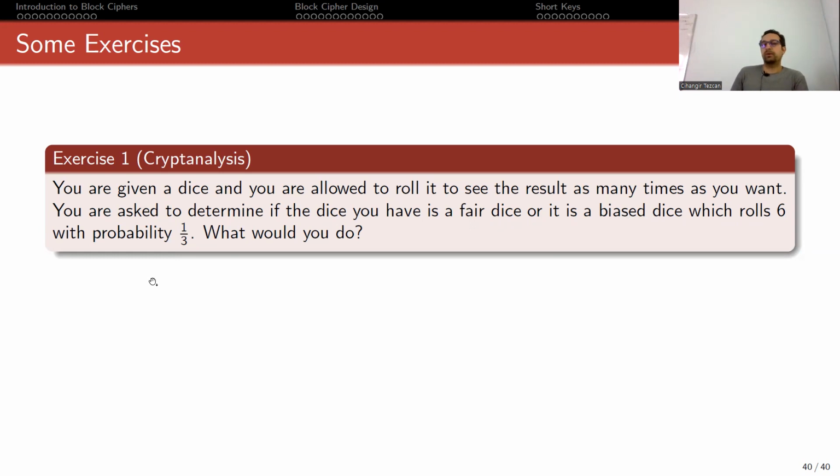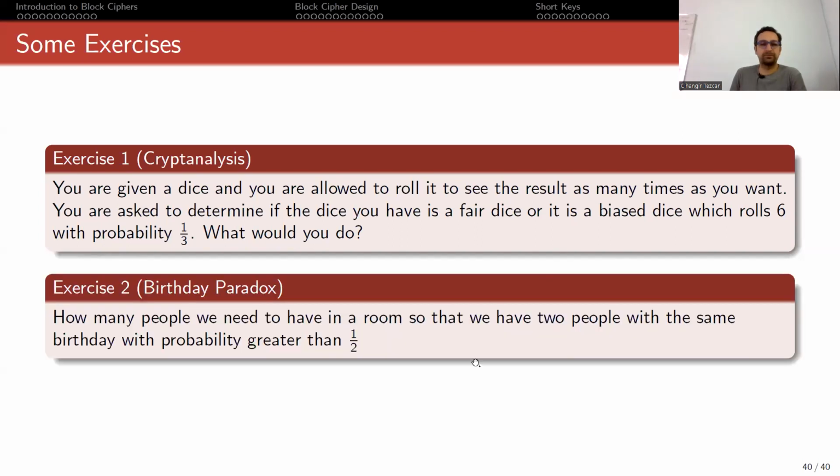Okay, so I'm giving you one of these dice, but I'm not telling you which one I gave. Maybe it is fair or biased. So all you can do is have the dice, roll it as many times as you want, and look at the results. So the question is, what would you do to determine whether it is fair or biased? If you can answer this question, then you can understand how cryptanalysis works.